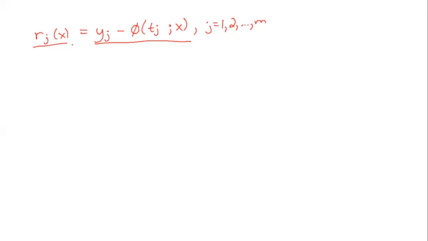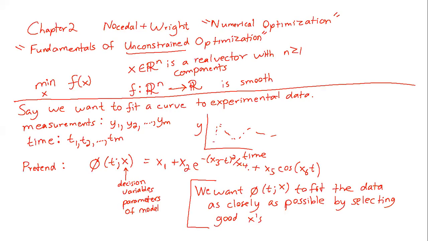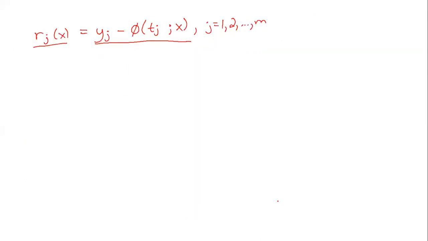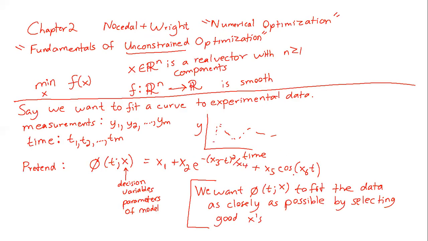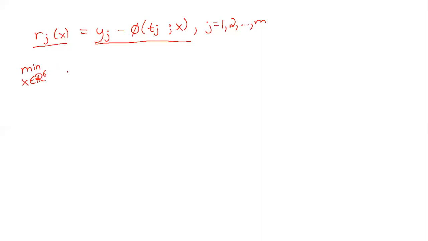So then we can say, okay, my goal here is that we want to fit the data as closely as possible by selecting good x's. So what we want is for all of our residuals to be as small as possible. So one way of trying to do that is to minimize the sum of all the residuals. So here it would say x in R^6, because remember, x here is our decision variables, and we have 6 of them here, x1, x2, x3, x4, x5, x6. So minimize over all of these numbers f of x, where this is now our objective function, is equal to residual 1 squared of x plus residual 2 squared of x plus ... plus residual m squared of x.